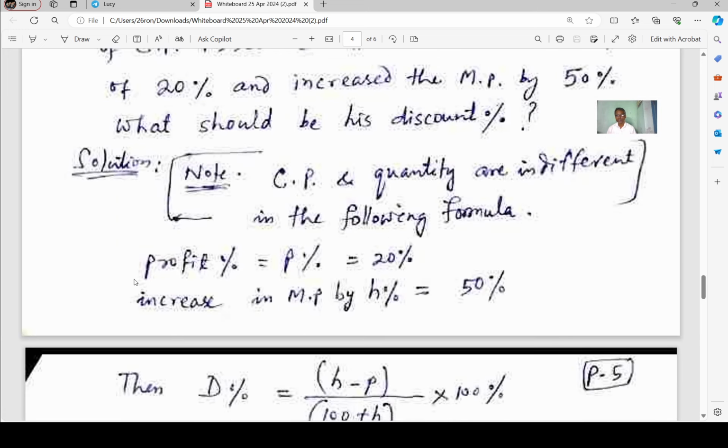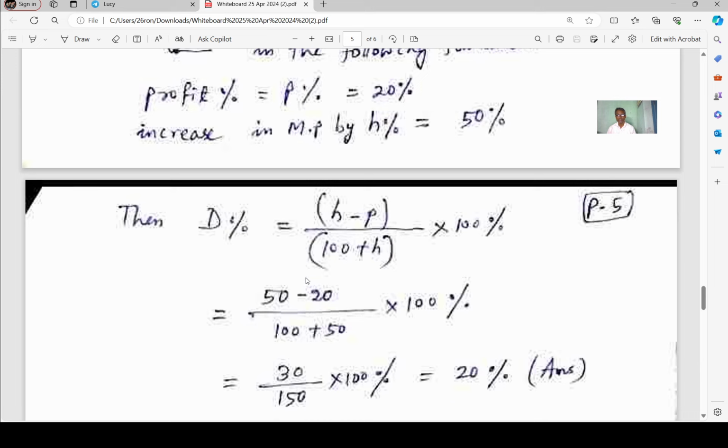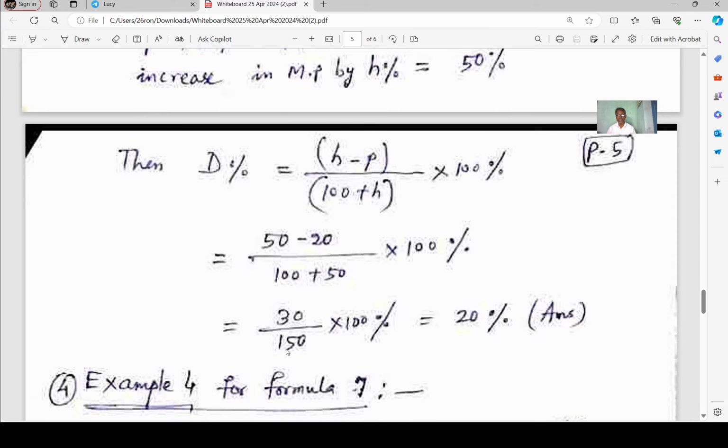So we have to take profit percent P equal to 20% and increase in market price H percent equal to 50%. So D percent equals H minus P divided by 100 plus H multiplied by 100%. H means 50, P means 20. 50 minus 20 divided by 100 plus 50 multiplied by 100%. This will be equal to 30 by 150 into 100%, equal to 20%.